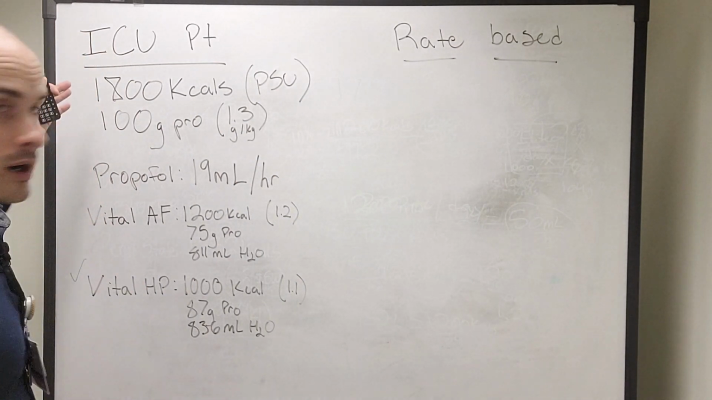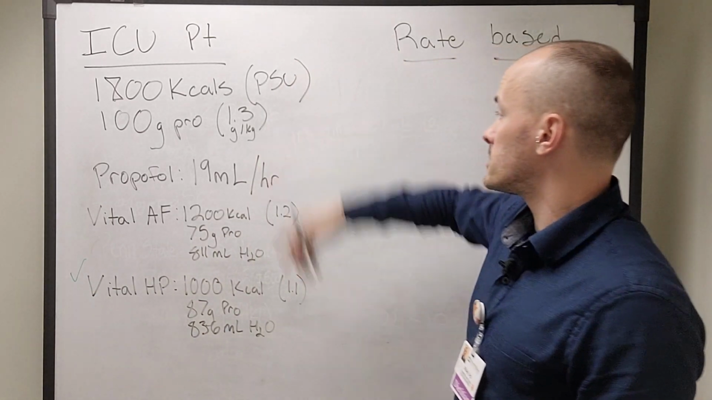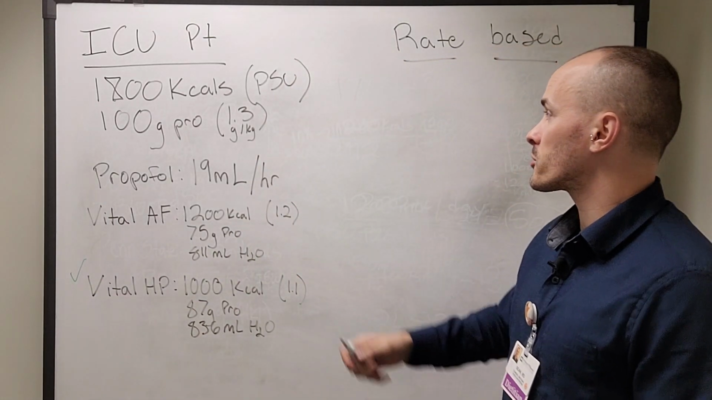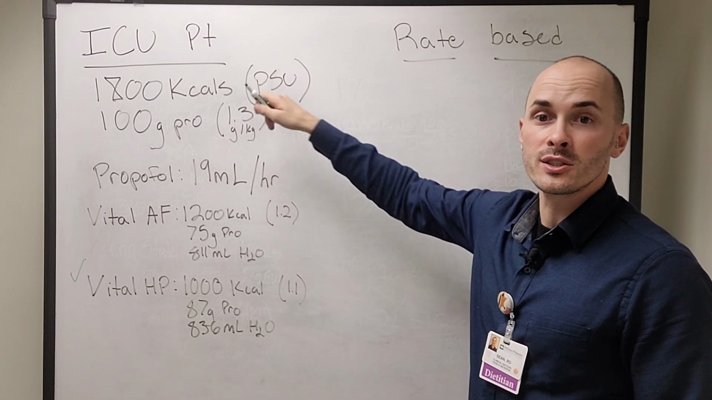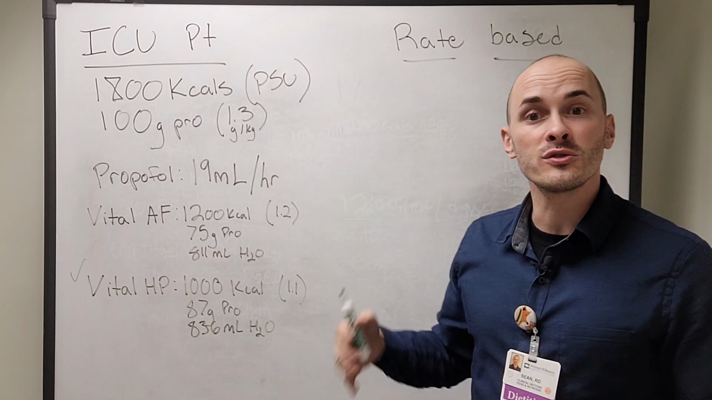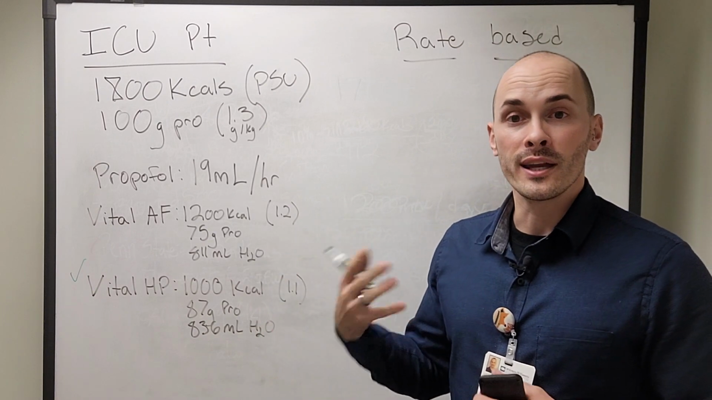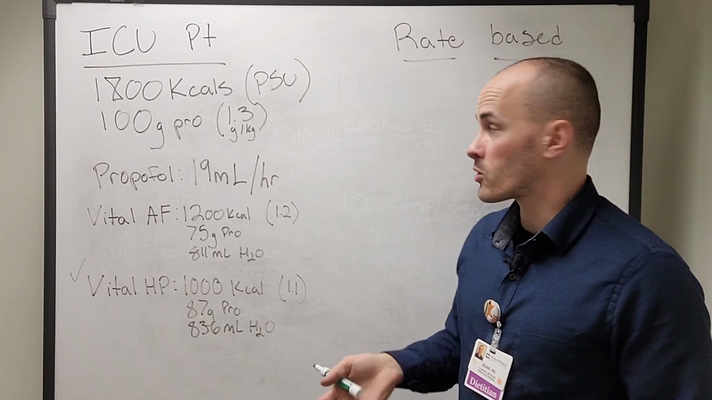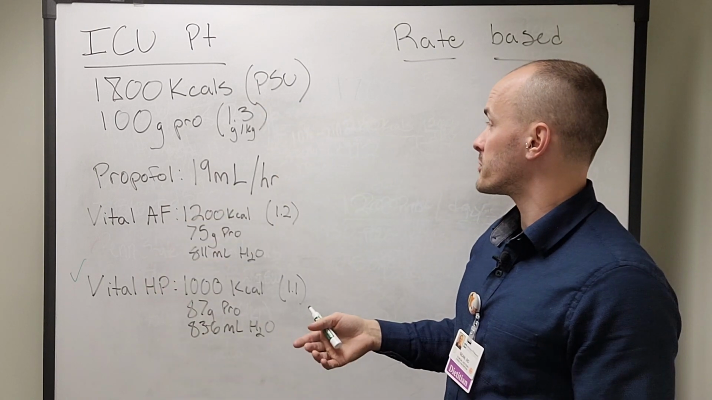So here, our ICU patient, which side should I stand on? Our ICU patient needs 1,800 calories. They're intubated, so I use the Penn State equation to determine them because Penn State equations are used for intubated patients. Penn State equation does not have an adjustment factor for stress or activity, so whatever the Penn State equation comes out with, that's the calorie needs of your patient.